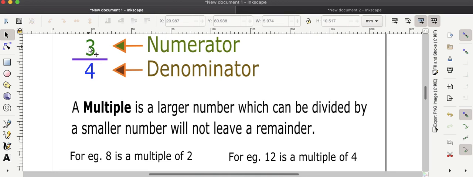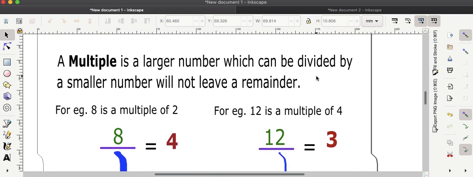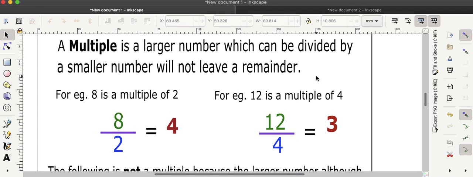The number which comes on the top is the numerator, the number which comes at the bottom is its denominator. Okay. So now let's understand what a multiple is. A multiple is where a larger number can be divided by a smaller number without leaving any remainder. Now in this case, we have 8 and 2. So 8 can be divided into 4 equal portions if we make each portion of 2.